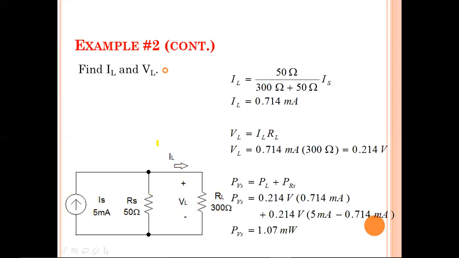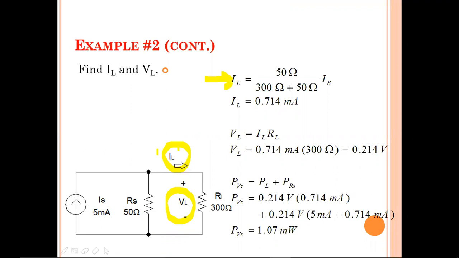In this slide, first I want to know the current flowing through the load and the voltage across this load. So here I am going to find the load current. How am I going to find the load current? By the same current division rule, CDR. Already you know what the current division rule states.